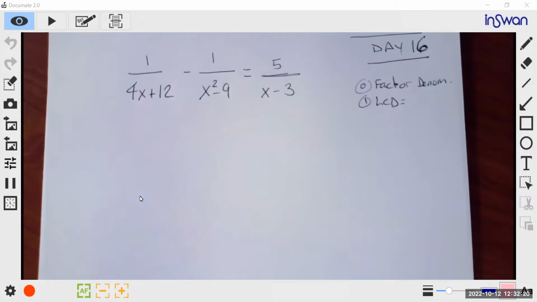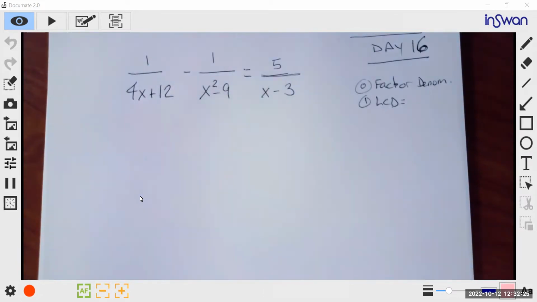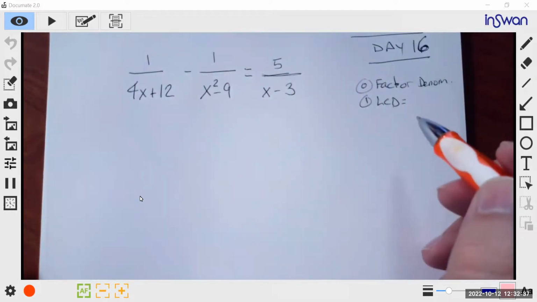Because we don't know what the LCD is, because we have a lot of squares and stuff like that on the bottom. We can't have that. So we have to factor out the denominator. Then we'll know what the basic factors are of our denominator. So first, factor the denominators.